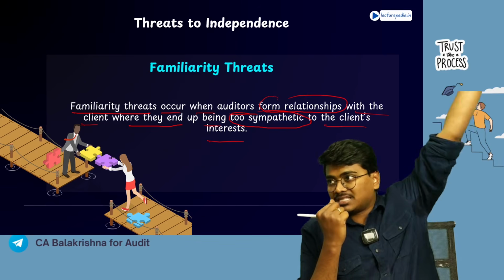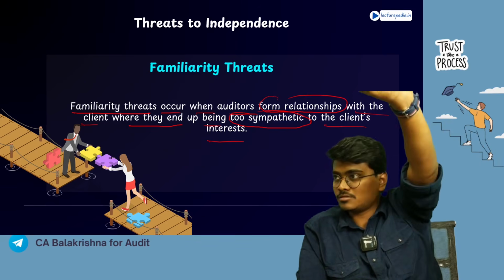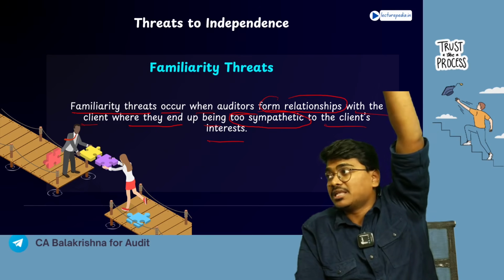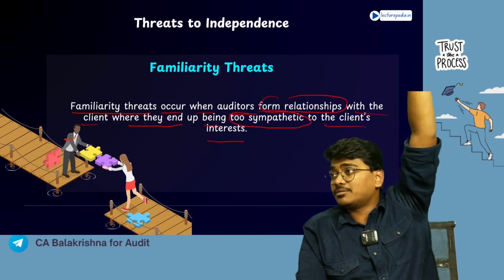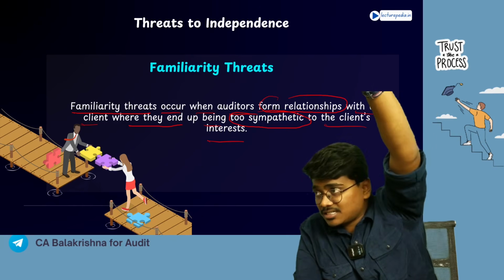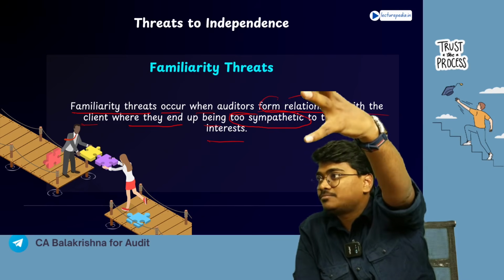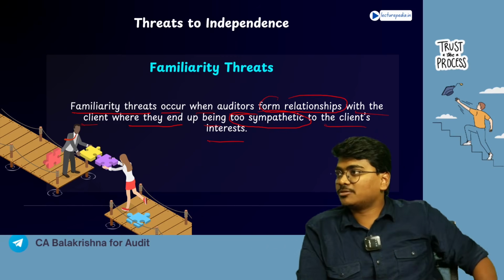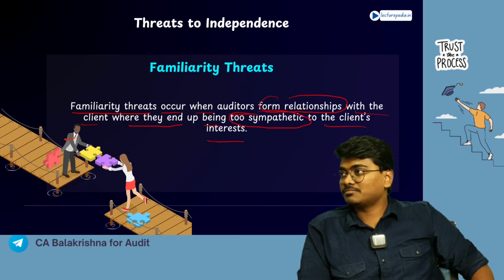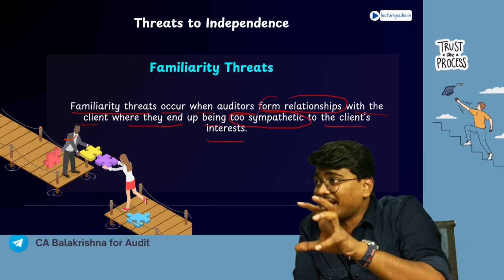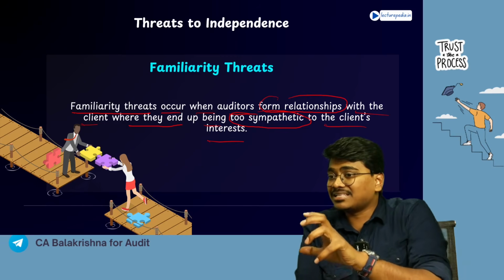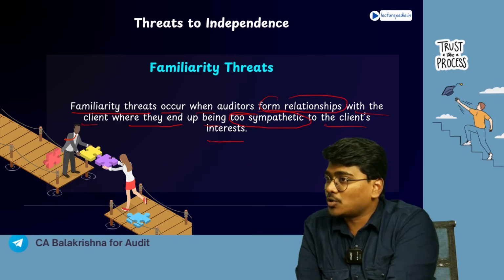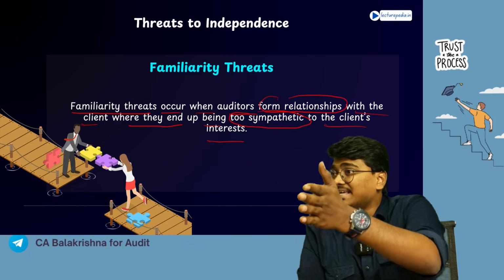So what are the first four threats that we have discussed till now? Advocacy threat, familiarity threat, and the final threat is the intimidation threat. Intimidation means the client is making you fear. Like, if you give a modified opinion on my financial statements, I will remove you as the auditor. Like this the client is saying. So he is intimidating you. Intimidation means making the other person fear. So the intimidation threat also makes you lose independence.